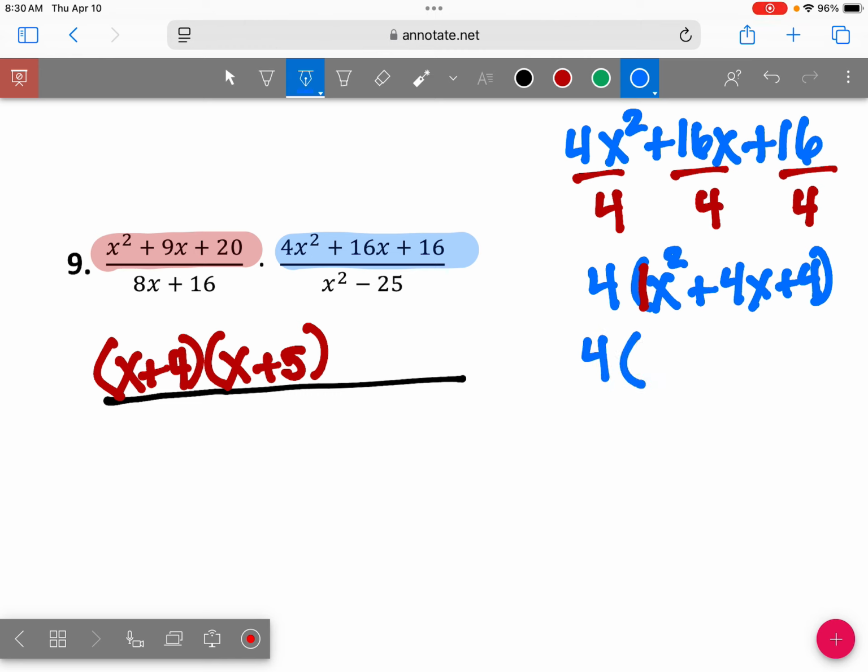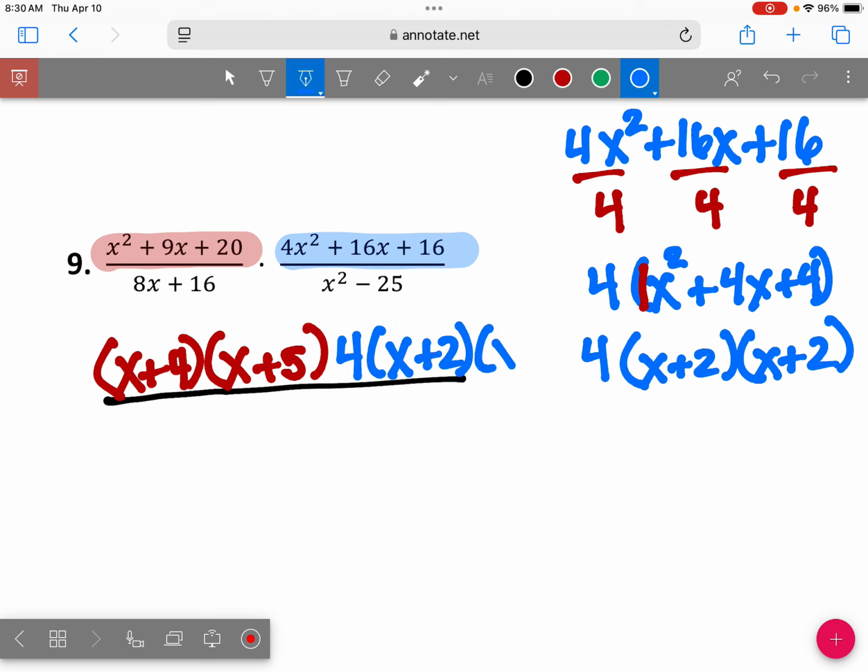So I'm going to bring down my 4, make my 2 parentheses. So don't say it out loud, but I want you to think about it. We need 2 numbers. They multiply to give you 4, and they also add to 4. So 2 numbers that multiply to 4 and add to 4, so that would be 2 and 2. So now I'm ready to write that over here. And you have to keep that 4 also.